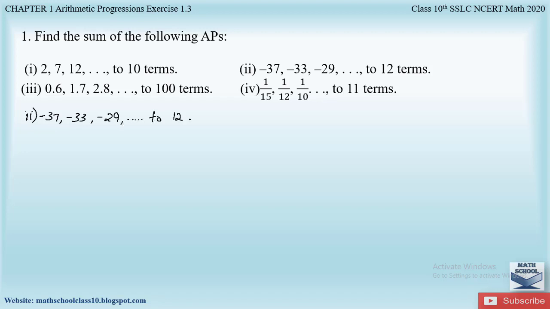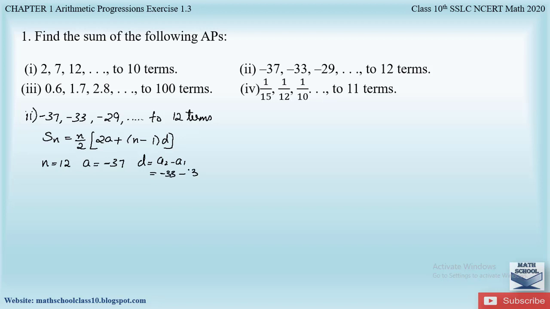Let us write down the formula, that is Sn is equal to n divided by 2 into 2a plus n minus 1 into d. From the question, since we have to find the sum of the 12 terms, n is equal to 12, a is equal to the first term, that is minus 37, and d is equal to a2 minus a1, which is minus 33 minus of minus 37. So minus into minus will become plus, so minus 33 plus 37. After subtracting, we will get 4, and the plus sign comes for the 4 since the greater number is 37. Therefore d is equal to 4.